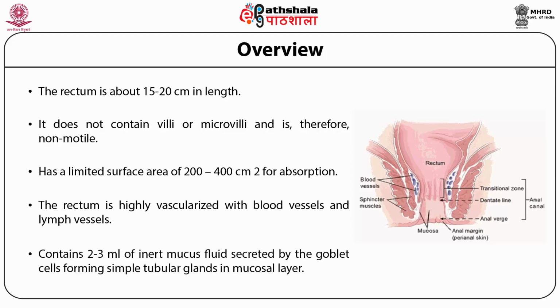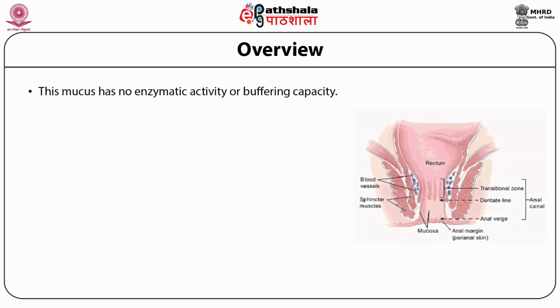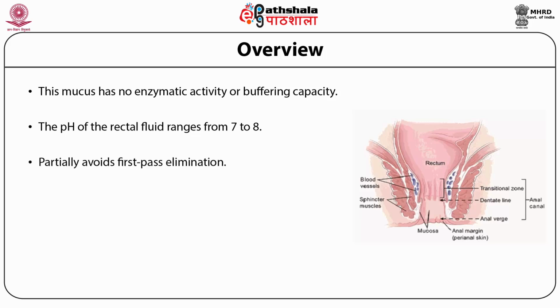It contains around 2 to 3 ml of inert mucus fluid secreted by the goblet cells, forming simple tubular glands in the mucosal layer. This mucus has no enzymatic activity or buffering capacity. The pH of the rectal fluid ranges between 7 to 8. It partially avoids first pass elimination.